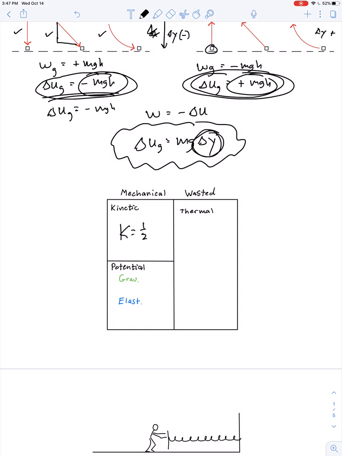Kinetic energy, as we know, is 1/2 mv squared. Now we have an equation, at least for the change in gravitational potential energy. It's equal to mg delta y. Let me write that a little neater.